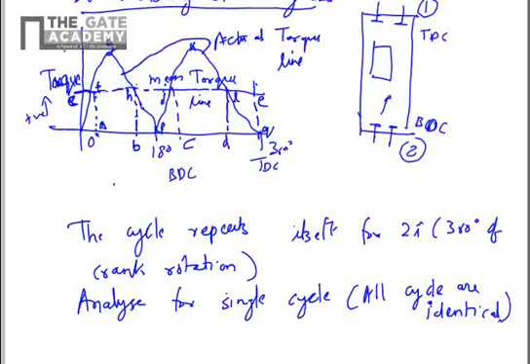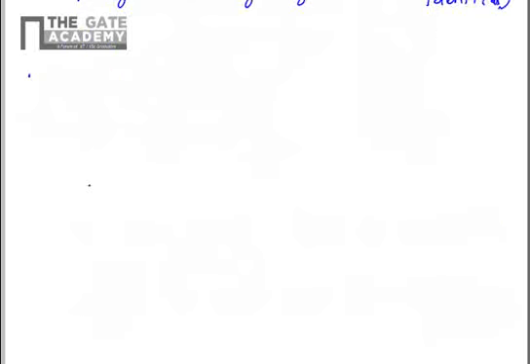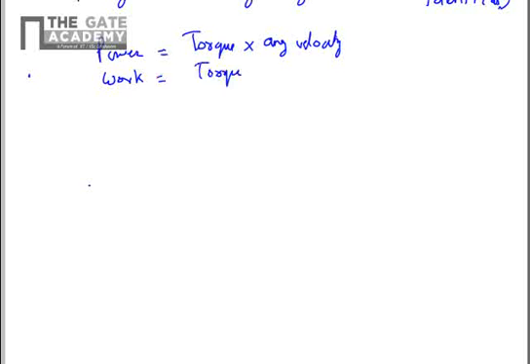Now you know that power is equal to torque into angular velocity, that is displacement per unit time. So the work done is power multiplied by time, that is torque multiplied by omega into t. Omega into t is theta, the angular displacement. So work is equal to torque into theta, that is crank displacement.